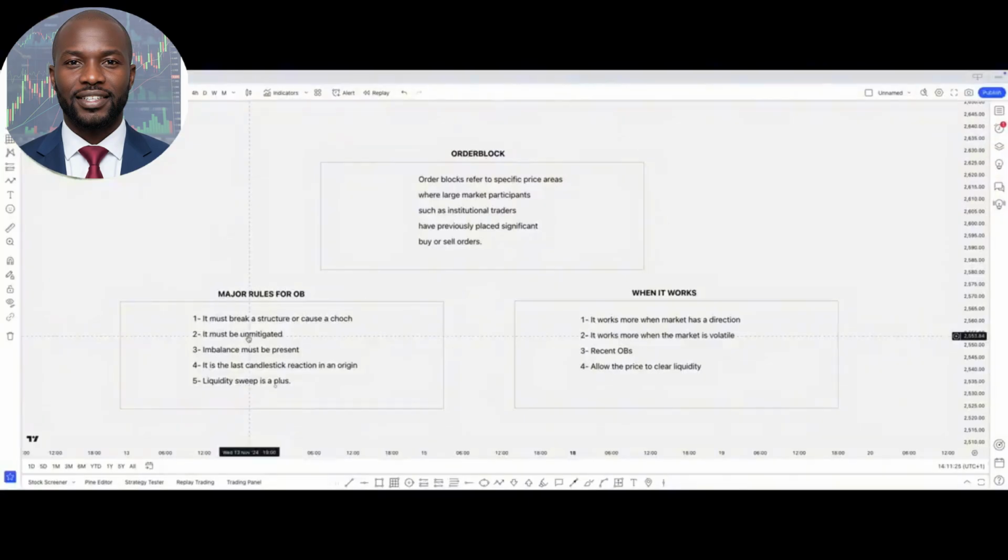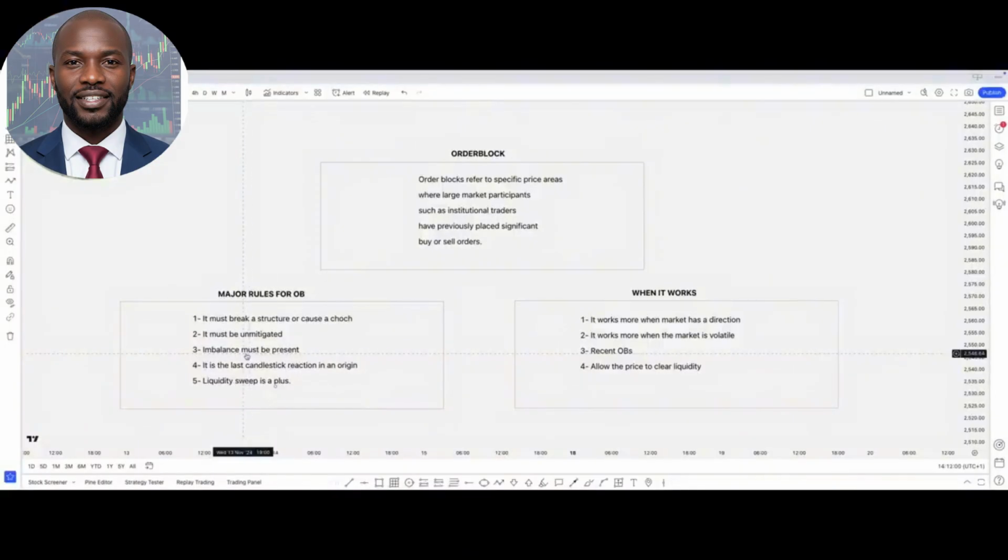So make sure that the order block has not been tapped into, that is, it must be unmitigated. The next one is imbalance must be present. Now, following the entry strategies we use with the SMC strategy, imbalance is actually one of the entry strategies. But for me, I don't take my entries from imbalance, that is FVG. I take my entries from order block, and imbalance will be present to give more validity to my order block. So imbalance is more like one of the confluences I need to see present for me to consider my order block valid. So imbalance must be present.